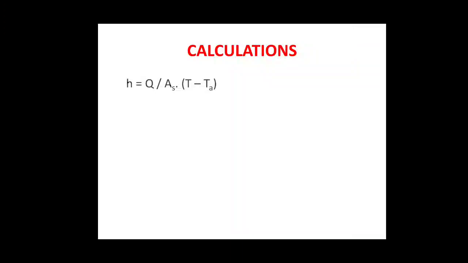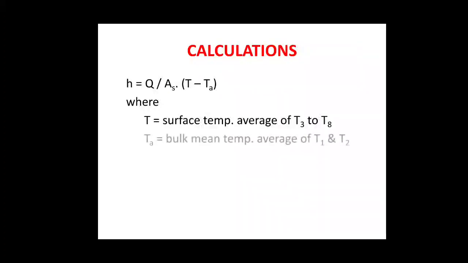Again, heat transfer coefficient is given by the formula Q by A into delta T, or temperature difference, where T is the surface temperature, that is the average of thermocouple T3 to T8. TA is the bulk mean temperature, that is the average of thermocouple T1 and T2. AS is the surface area.